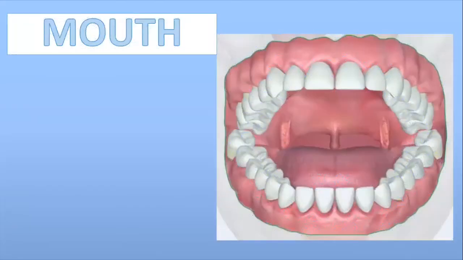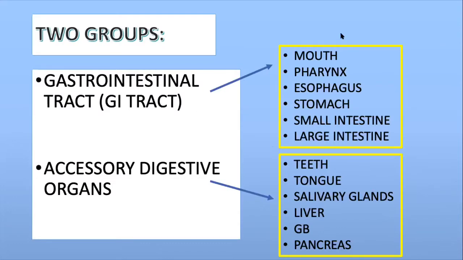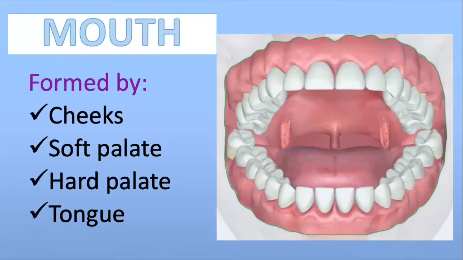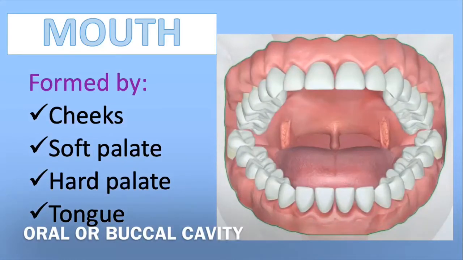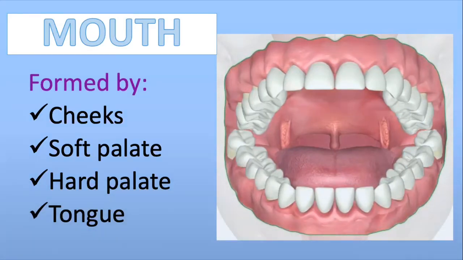Let's proceed with the mouth. Okay, so si mouth, dito muna tayo kay GI tract. Under that we have the mouth. So una tayo kay mouth. So the mouth is formed by the cheeks, the soft palate, the hard palate, and the tongue. So all of these structures form the mouth. Your mouth is also referred to as the oral or the buccal cavity. Okay? The oral or the buccal cavity.